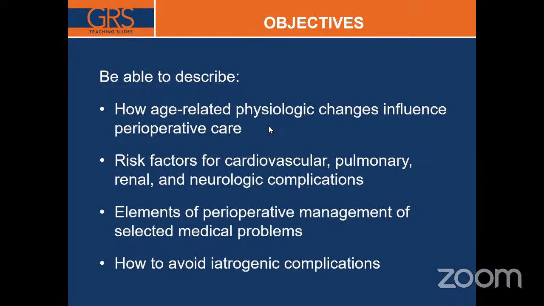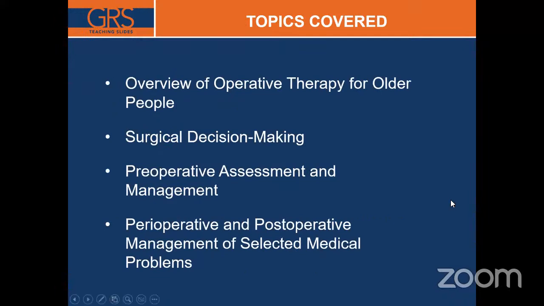Okay. So again, my objectives today are to cover the following. We are going to describe how age-related physiological changes influence perioperative care, and also risk factors for cardiovascular, pulmonary, renal, and neurologic complications, elements of pre-op management of selected medical problems, and also how to avoid the iatrogenic complications of anesthesia and surgery. Do you hear me, everyone? Yes, we can hear you. Yes, okay. And also we are going to cover the overview of operative therapy for older people.